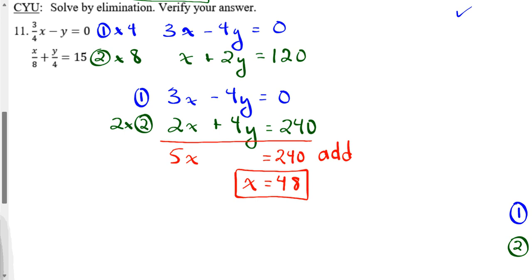As you look at my work here, you can see that I got rid of the fractions, multiplying the first equation by 4, the second equation by 8. Then I was not far from matching coefficients. I chose to get y's with matching coefficients. So I took the second equation and I multiplied that second equation by 2. Then I was able to eliminate the y's by adding the two equations together to solve and get x is equal to 48.